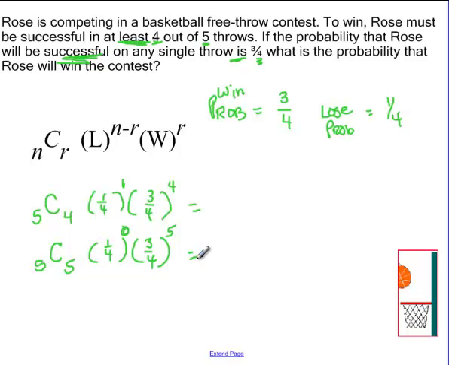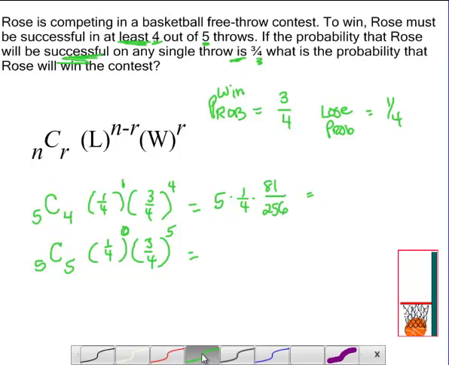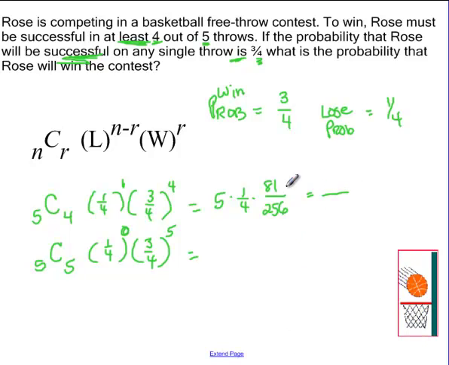Now it's just all math. 5C4 is 5 times 1/4 times, well, 3 to the 4th is 81. 4 to the 4th is 256. Okay, let's get that stray mark out of there. And if I multiply this all together, 81 times 5 is 405. And 256 times 4 is 1,024.